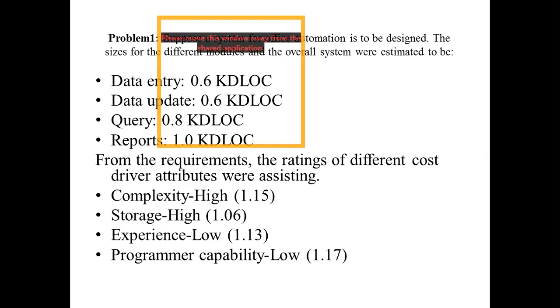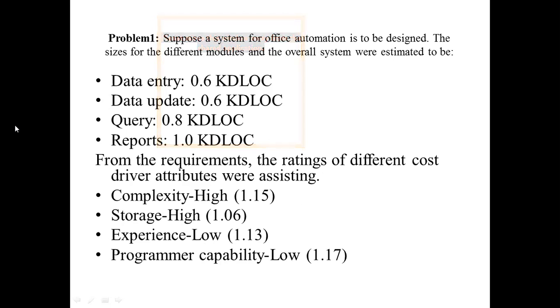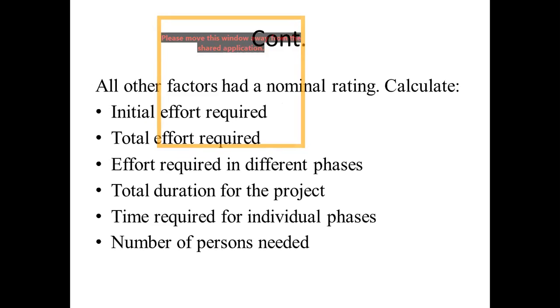After that, various attributes are given from the requirement, the ratings of different cost driver attributes: complexity high 1.15, storage high 1.06, experience low 1.13, programmer capability low 1.17. So this is problem number 1. You have already calculated total KDLOC and you get 3 KDLOC. Again, it is given in the numerical that all other factors had a nominal rating.